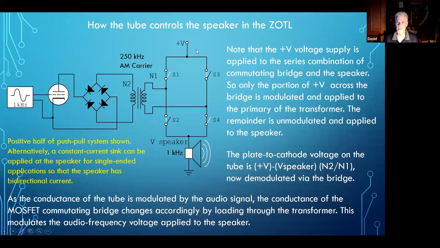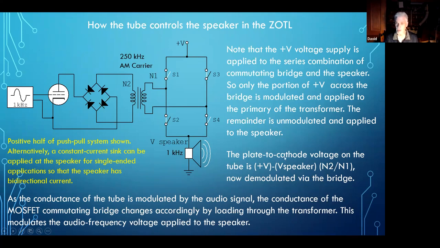So note, the V plus voltage is applied to the series combination of the commutating bridge and the speaker. So we have the commutating bridge here and the speaker here, they're in series. So only the portion of the V plus across the bridge is modulated by these MOSFET switches and applied to the primary of the transformer here. The remainder is unmodulated and applied to the speaker only. So you've got the voltage across this part of it modulated. You've got the voltage across this part of the circuit, which is the voltage across the speaker, that's not modulated.